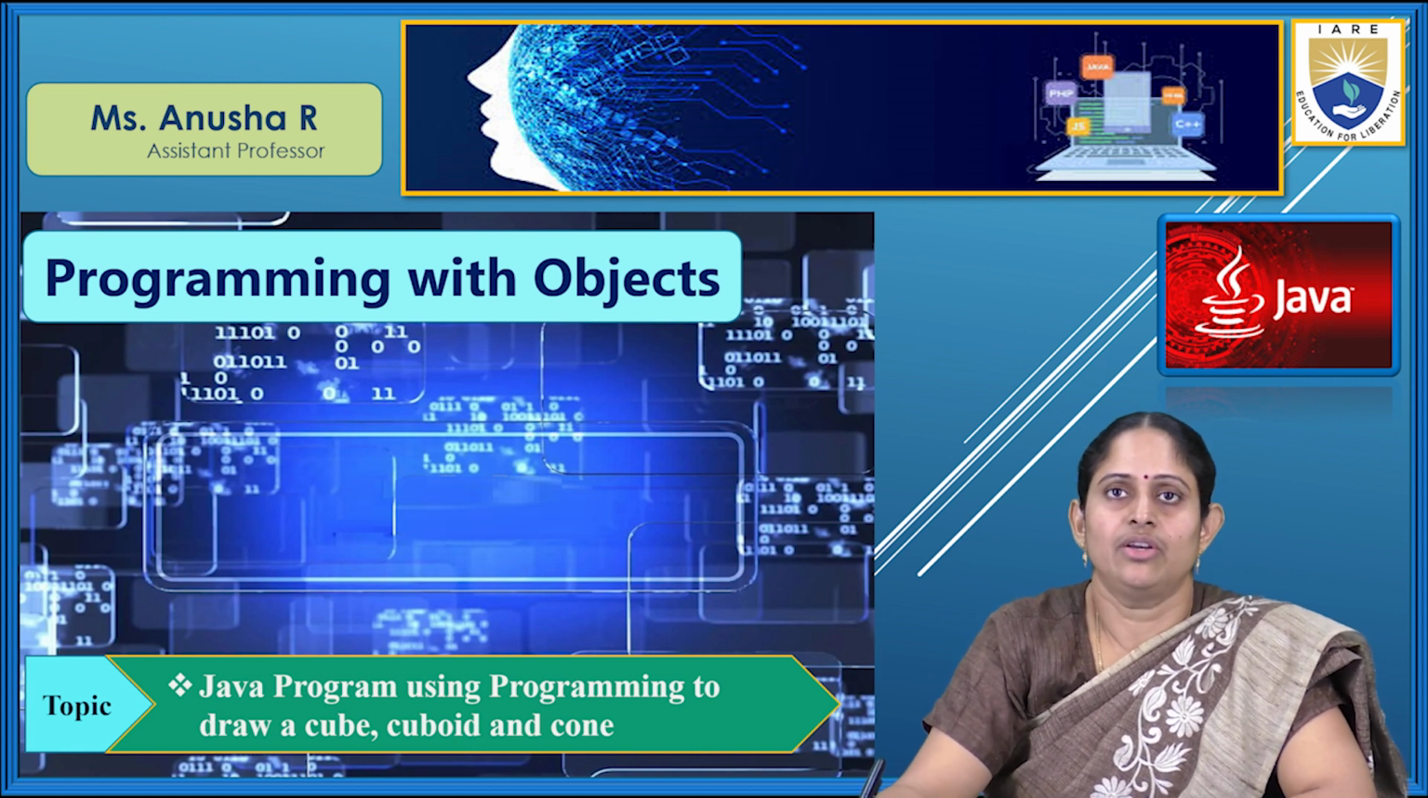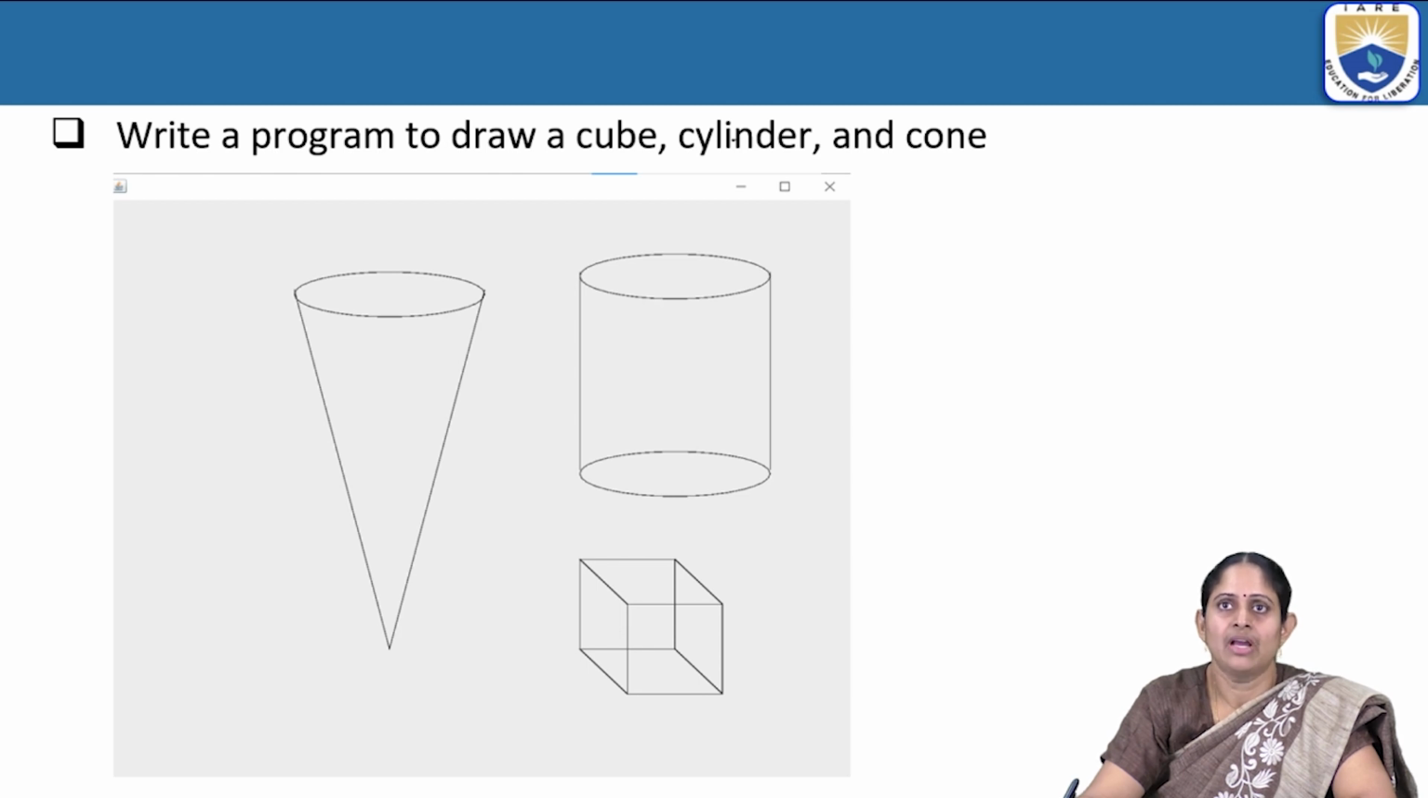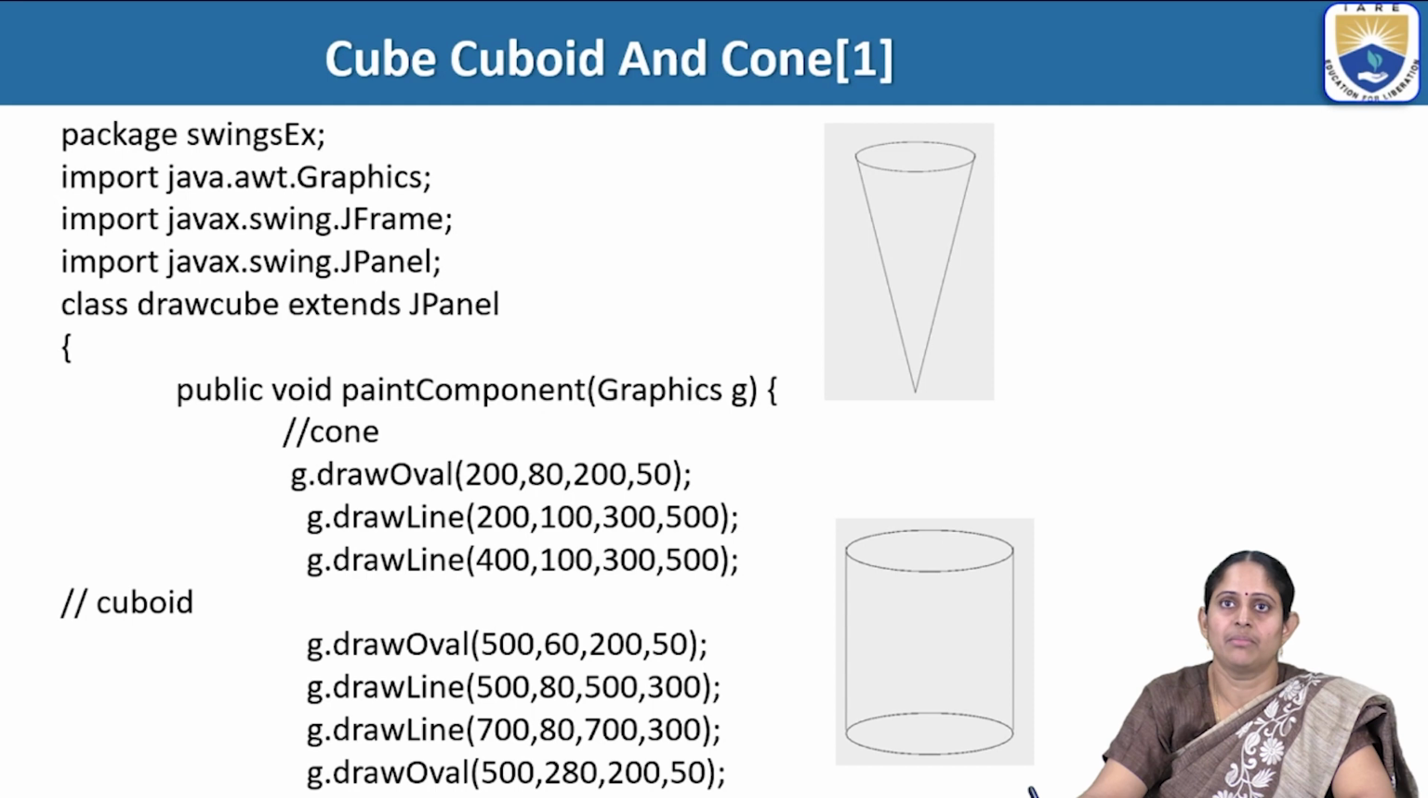So in today's video, we will be discussing some programs in Swing. In the first program, we will discuss how to draw a cube, a cylinder and a cone. The output will finally look like this. We have a cone, a cylinder and a cube. So let's move on to the program.